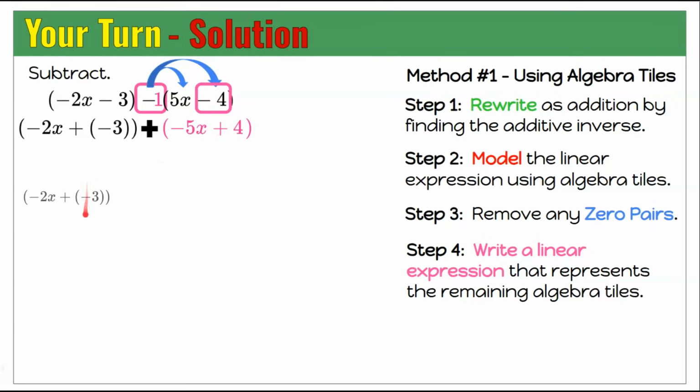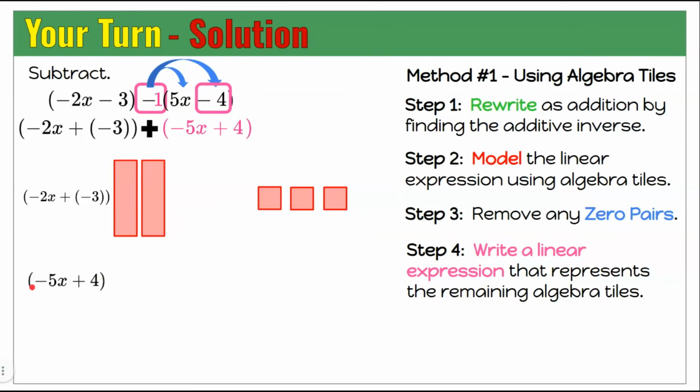So I'm going to bring my expressions down. We need 2 negative x's, so 2 long reds. And then negative 3, we need 3 red integer tiles. And over here, I need 5 negative x's, so 5 long negative x's that are red.